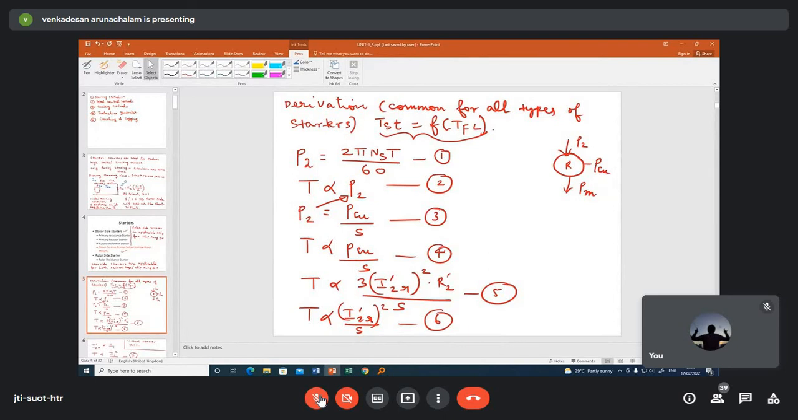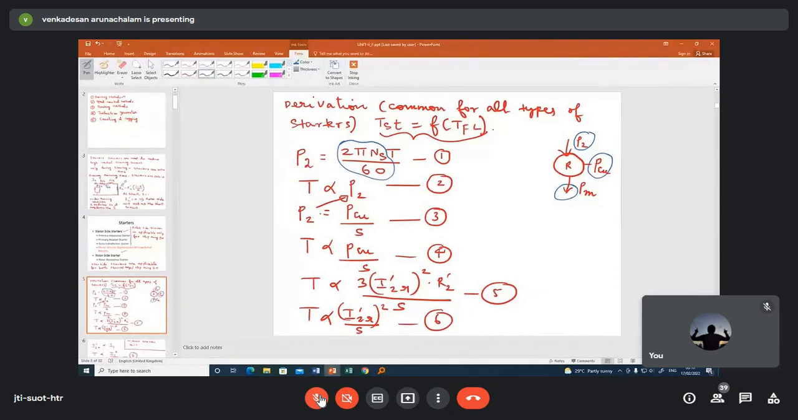For that, again, you need to take the power flow equation. This is the rotor, and P2 is the power input to the rotor. Pm is the power output from the rotor, and this is the copper loss. P2, we know, is 2 pi Ns by 60 times torque. This is equation 1. All of these are constant, so the torque is directly proportional to P2. Assume this equation as 2.